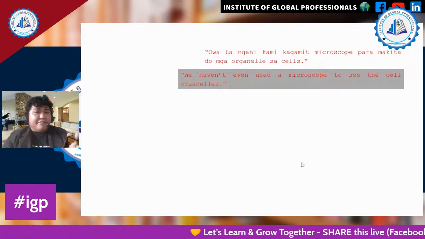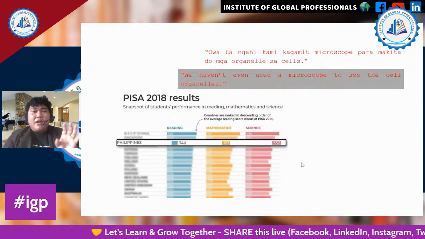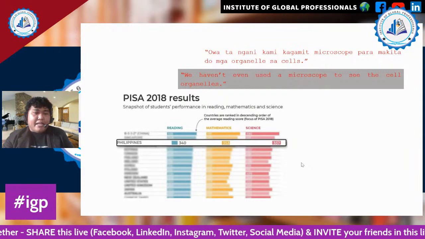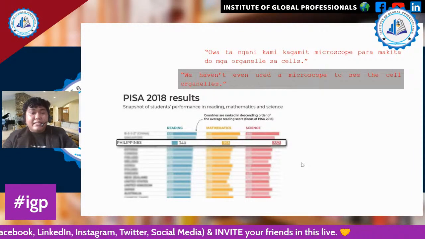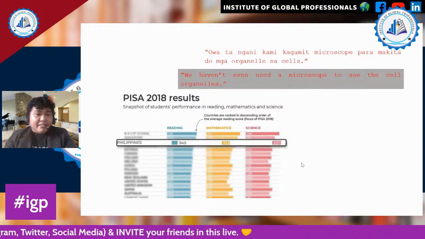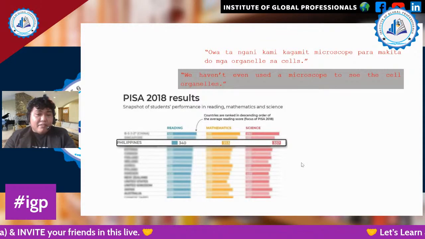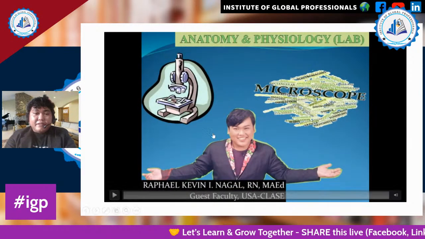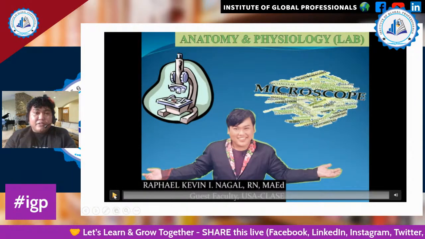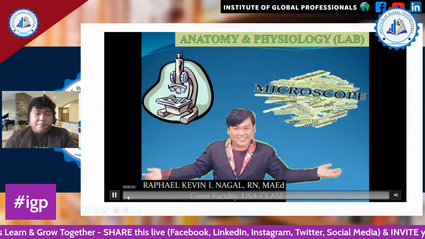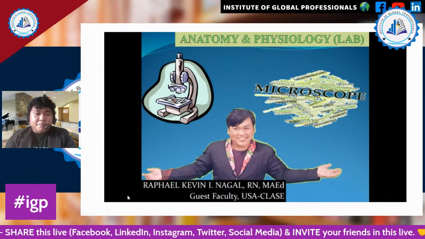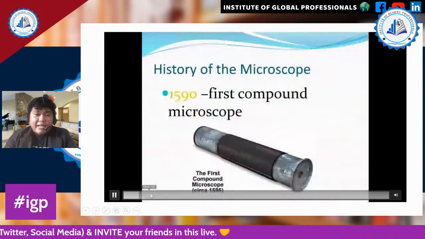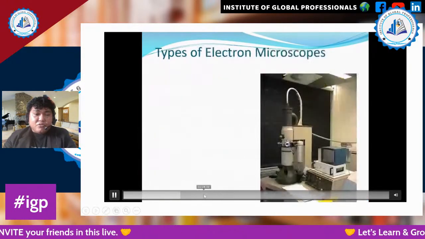Well, this is just qualitative data. Now, I need more complex data, more firm data to support this one. Firmer data from the PISA results in 2018 stated that mathematics and science in the Philippines is actually below the average. Now, based on that, I actually created a video-based module about the microscope. So I actually designed here, I created PowerPoint and so on and so forth that describes the microscope.